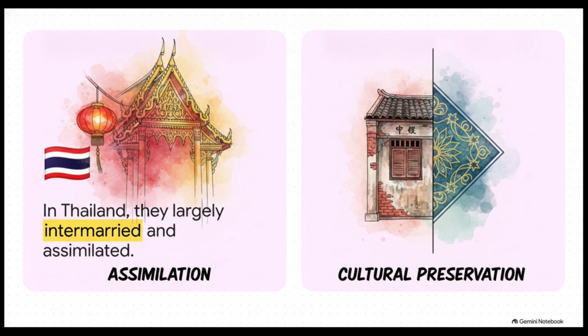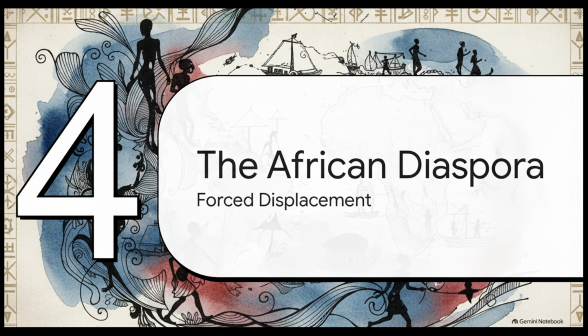For example, in Thailand, Chinese communities largely intermarried and smoothly assimilated right into the local culture. But if you look just next door in Malaysia and Singapore, they maintained a very strong, fiercely distinct ethnic identity. It just proves that a diaspora's survival depends on a really complex dance with the culture they happen to land in. Moving on to Section 4, Forced Displacement, the African Diaspora.